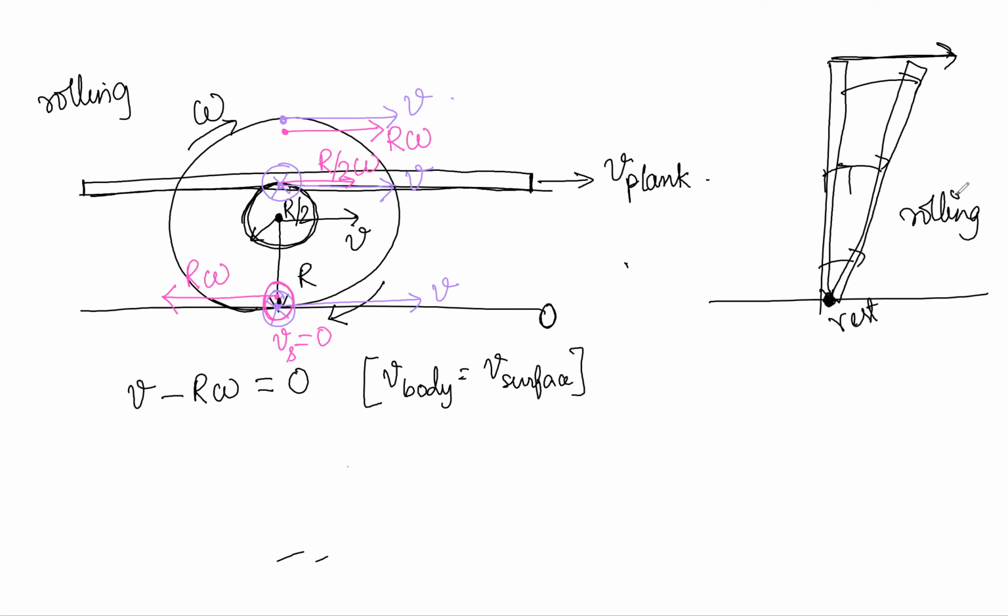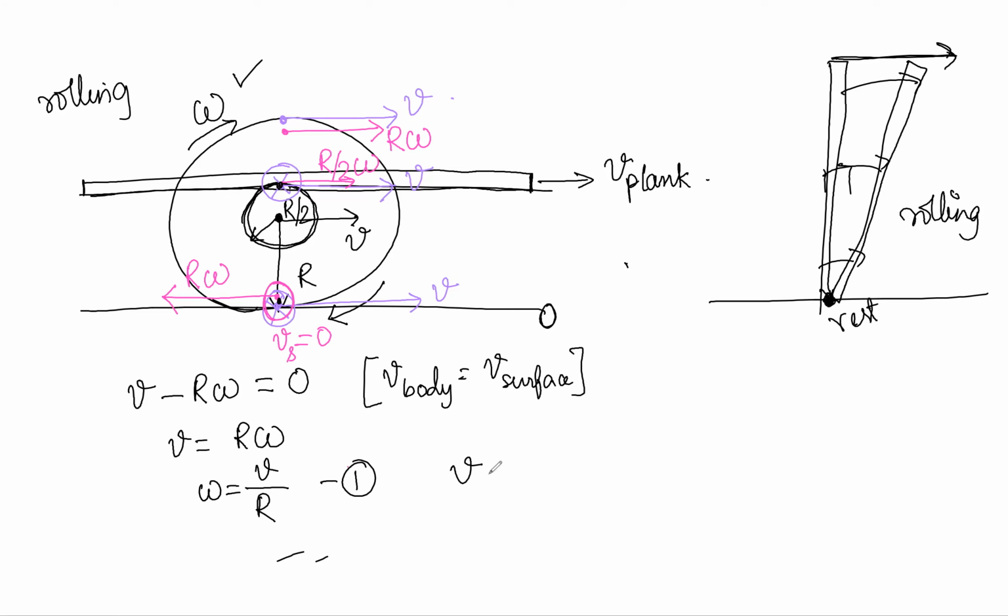So the velocity at the point of contact of the object with the surface is zero. It is at rest because the surface is at rest. So you can say that V is equal to R omega, or omega is equal to V divided by R. From the first equation, we found the value of omega: omega is equal to V by R. So what is the velocity of the object at this point? It is equal to V because it is translating.